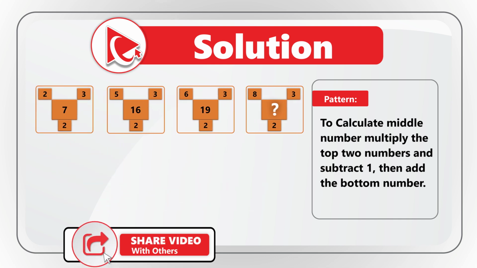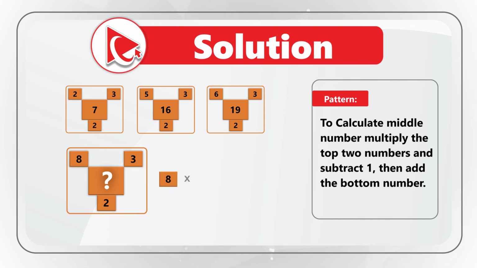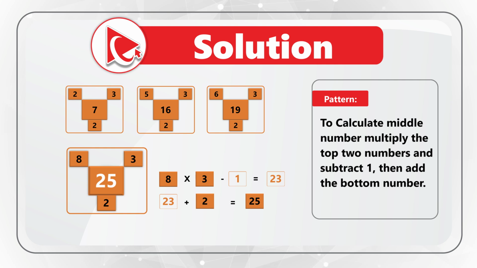Let's apply the same pattern to the shape with the missing number. 8 multiplied by 3 minus 1 equals 24 minus 1 equals 23. 23 plus 2 equals the missing number, which means that the missing number is 25. So the correct choice here is choice C, 25.